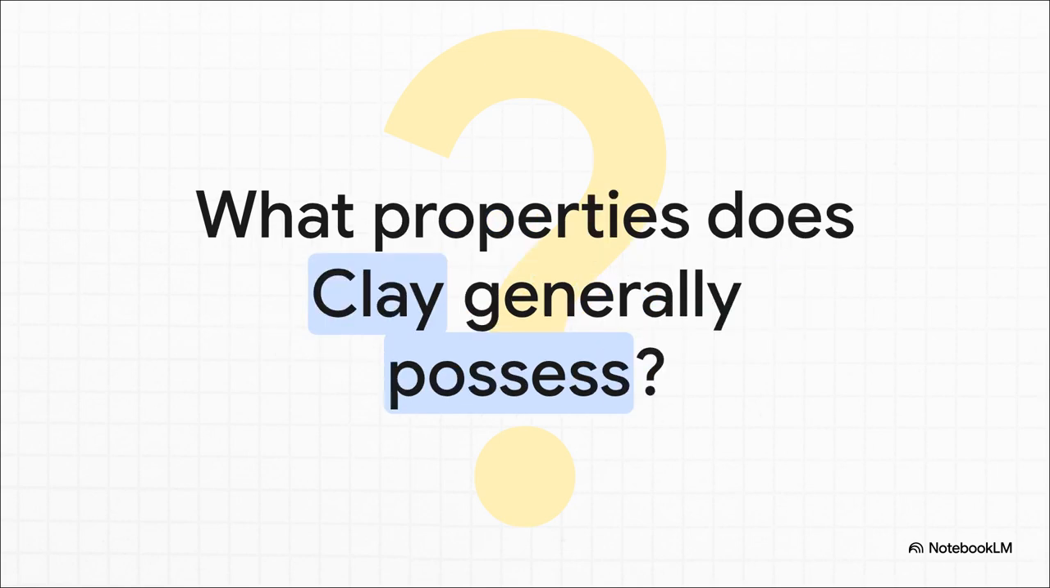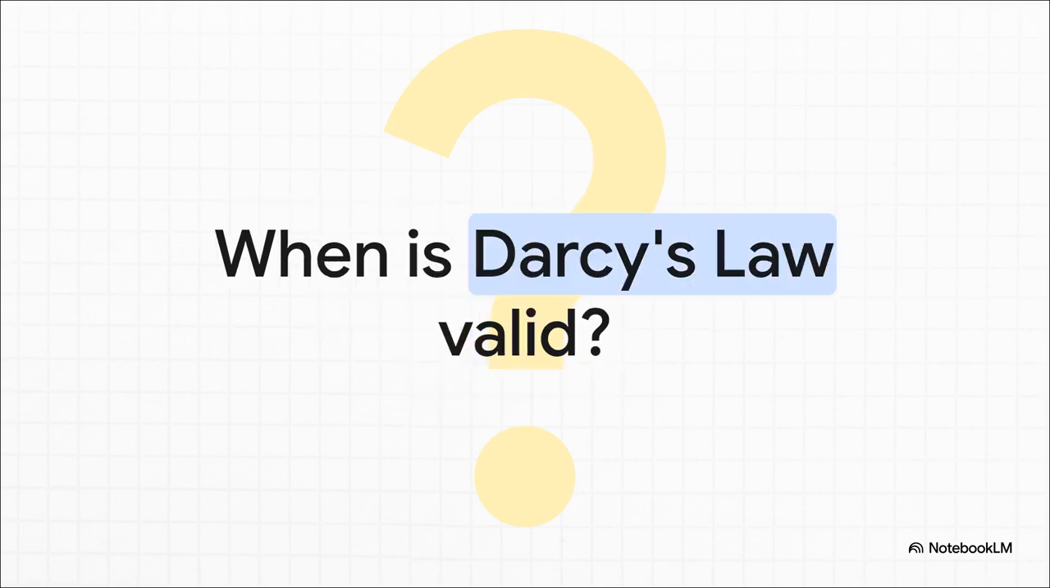Question 2. What properties does clay generally possess? Come on, we just drilled this one. Clay has amazingly high porosity, but shockingly low permeability. Question 3. Under what specific condition is Darcy's law valid? Let's rapidly knock this one out of the park. It only works under laminar flow conditions.